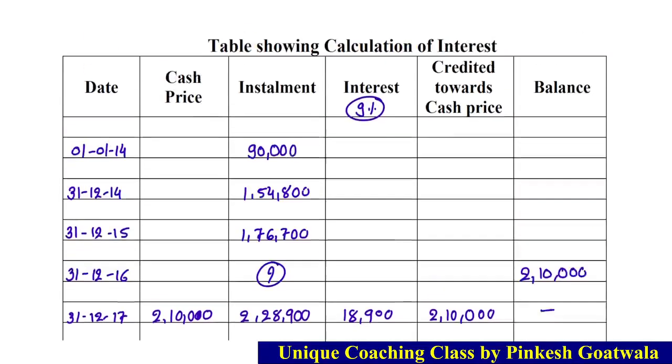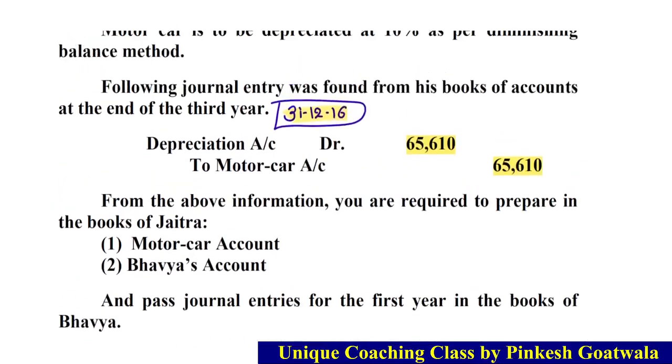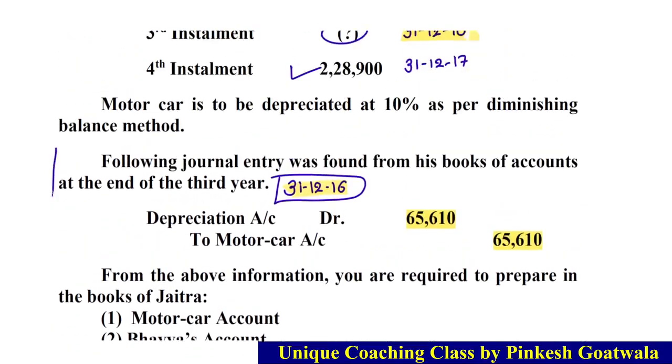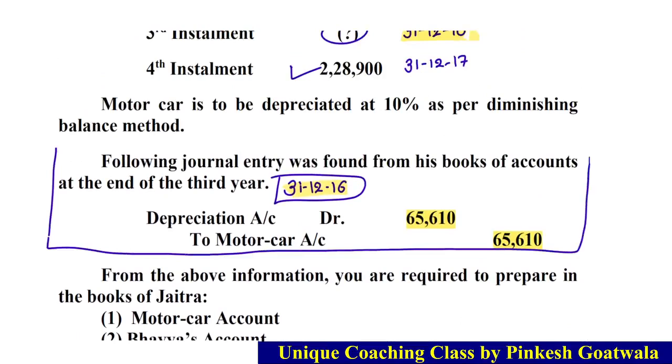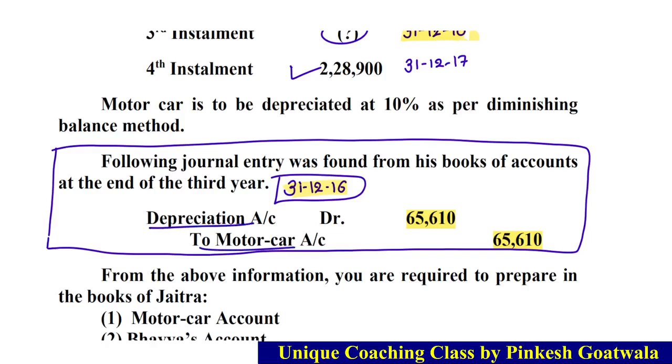If you check the question, in this question we have seen one new point for the first time: they give one journal entry. Since it is given, there must be some clue. So that's the clue to complete this sum. Here the journal is the clue. In this journal they give what? This is the journal about depreciation on motor car. Which date is it? 31st December. So here you can understand that on 31st December 16 the depreciation will be 65,610.